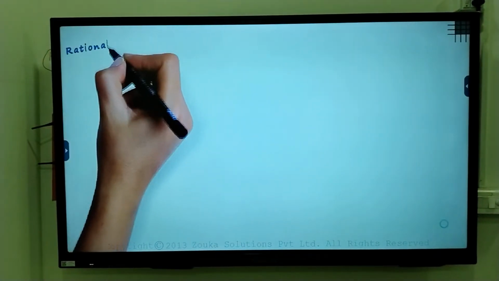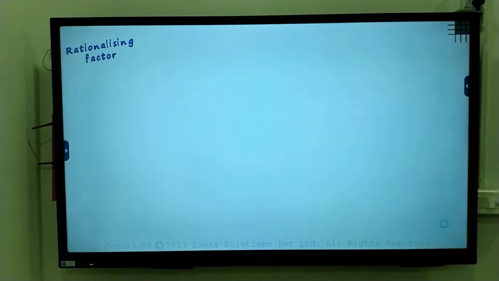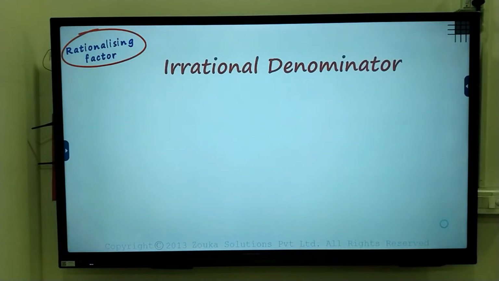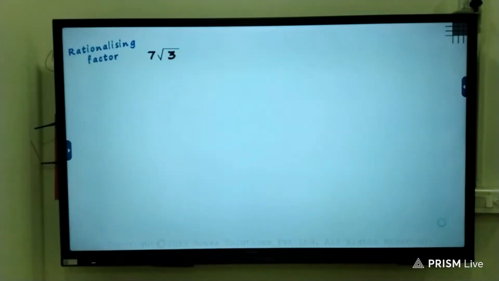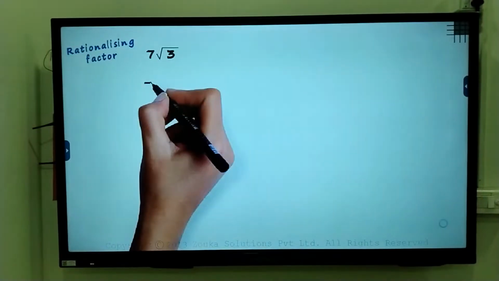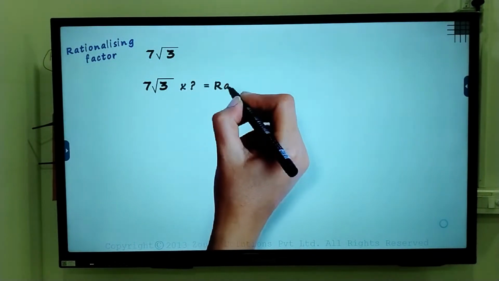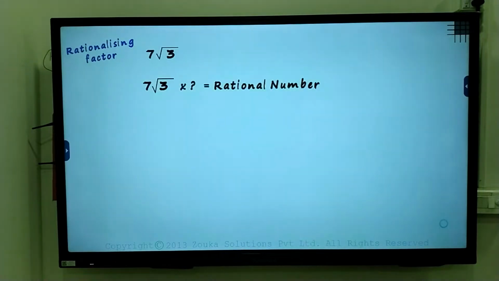What's a rationalizing factor? In the previous video, we used the rationalizing factor to make an irrational denominator rational. Consider an irrational number like 7 root 3. How do we find the rationalizing factor of this irrational number? Let's understand the concept first. We just have to ask ourselves one question: 7 root 3 multiplied by what number gives us a rational number? This number will be the rationalizing factor of 7 root 3.